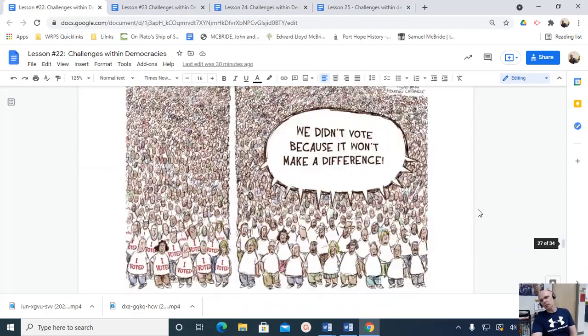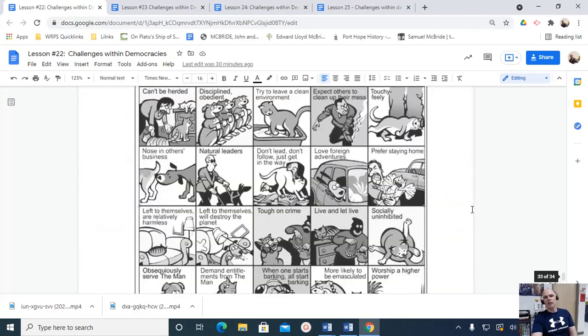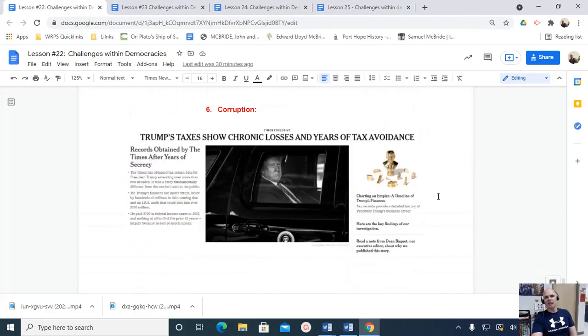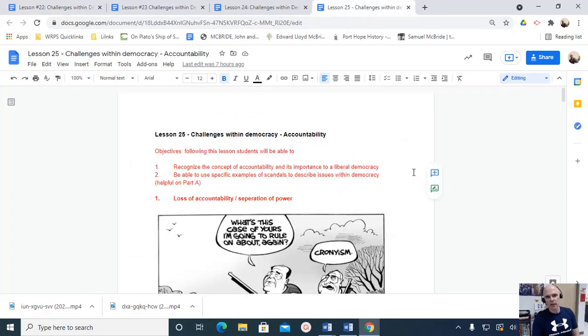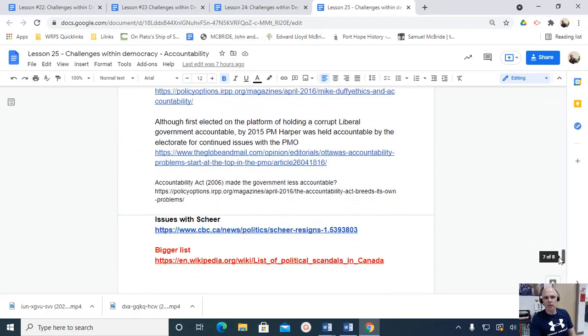Next up and last up, we have the idea of corruption. And the idea of corruption is going to come up again in lesson 25. So I'm going to jump from lesson 22 to lesson 25. The idea is, how can we hold government accountable if they're not transparent? Well, we can't. But once they are transparent, what do we do if we look in and we see scandals? Well, in order to really begin to wrestle with that, we need to understand what these scandals are that we can see.